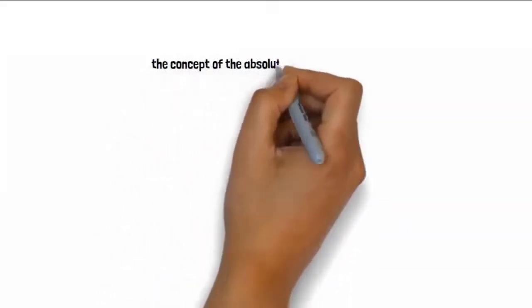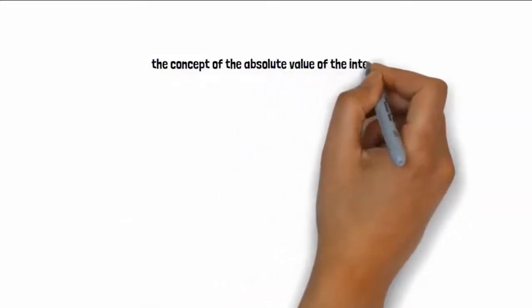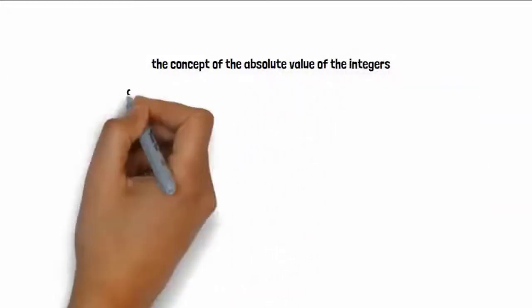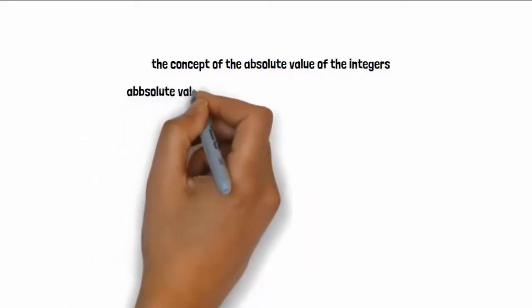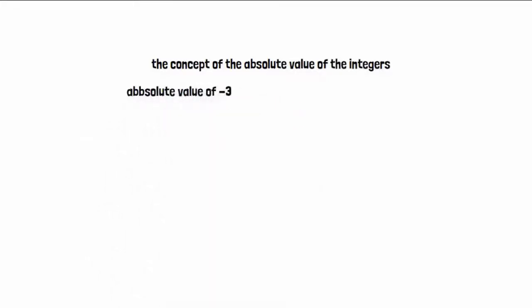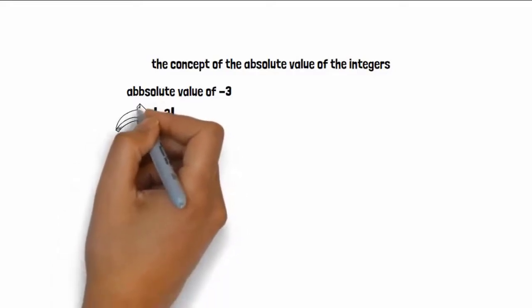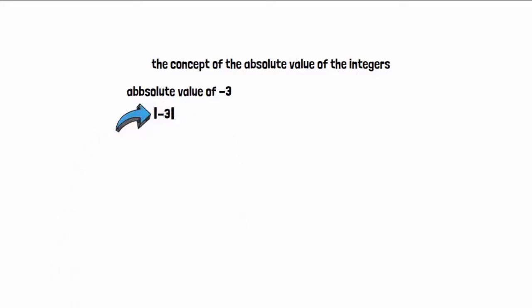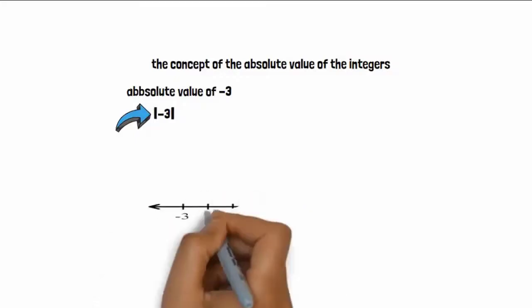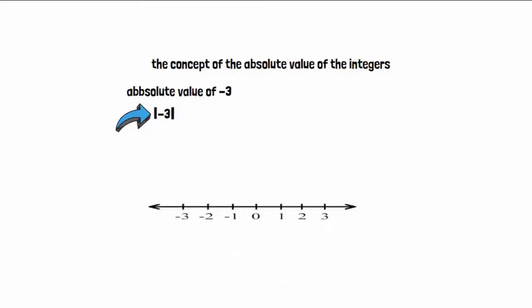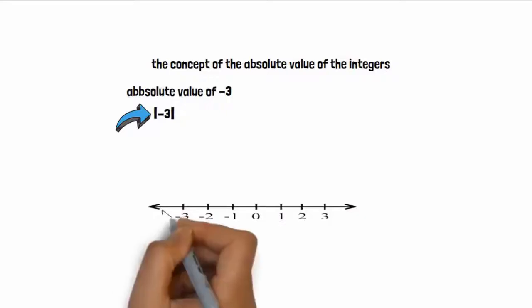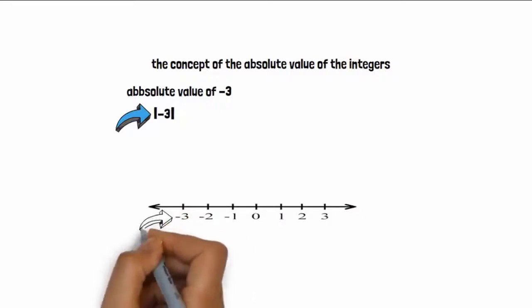The concept of the absolute value of an integer. The absolute value of -3 is represented by using a vertical bar to the left and to the right of the number. This is read as absolute value of -3. The absolute value of a number just tells us its distance from 0 on a number line. If we have a number line like this, where will -3 lie? It will lie here.